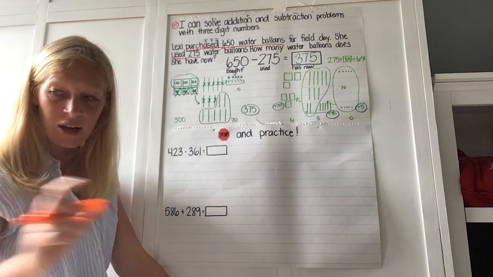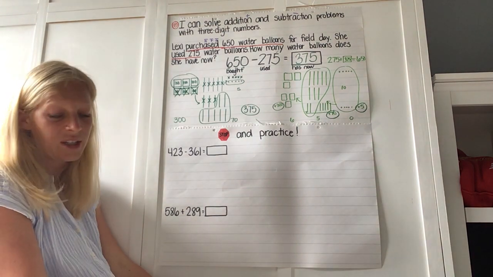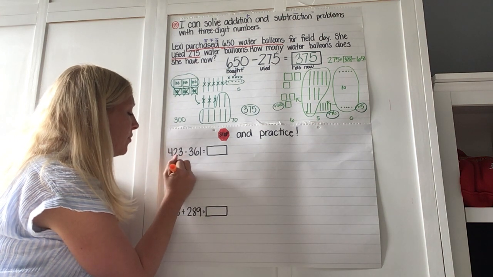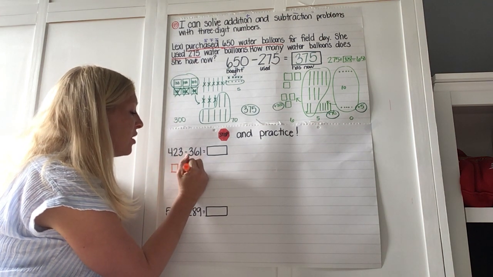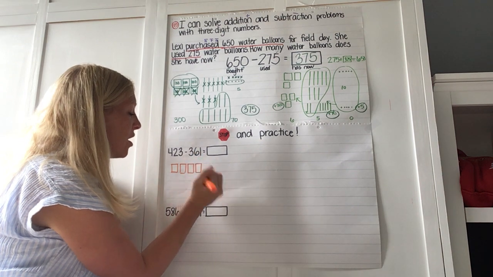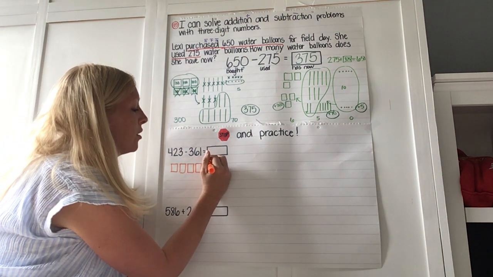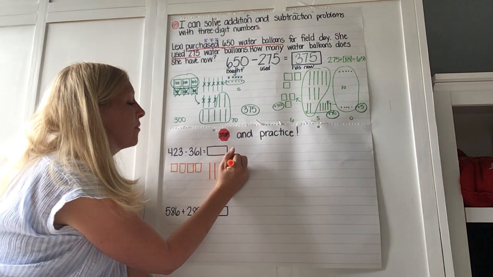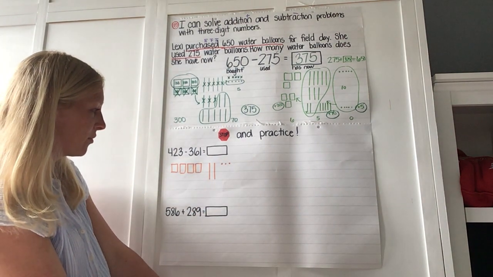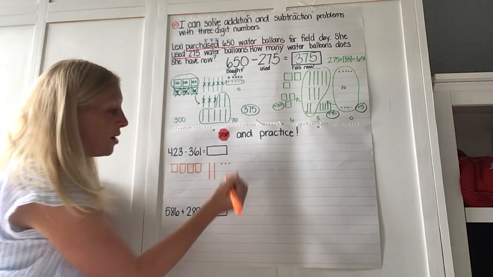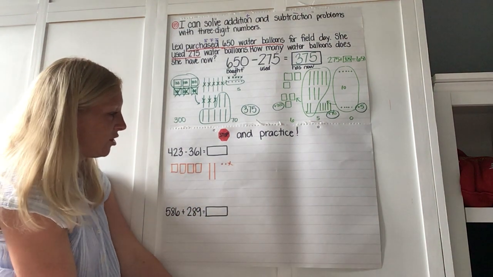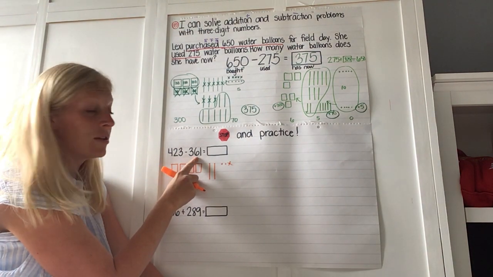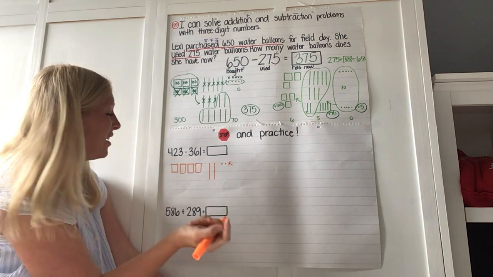Let's go ahead. Talk to me over here. What did you do first when you were subtracting using your base 10? All right, so you started with your 400, then what? 20 and 3. Okay, and then what did you do? Oh, you just took away one of those ones. Then what did you do? You had to take away 6 tens, and what did you find? Yeah, you didn't have enough.